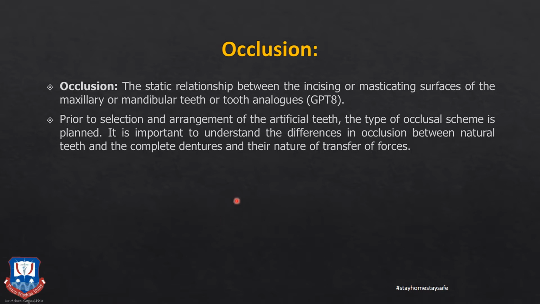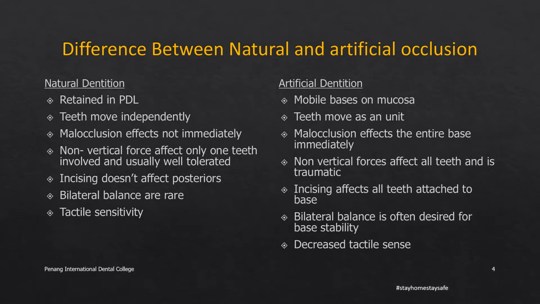Prior to the selection of the artificial teeth, the type of occlusal scheme is planned. That is whether we are going to go for a balanced occlusion or a lingualized occlusion or a monoplane occlusion, or whether we are not going to use balanced occlusion at all. It is important to understand the differences in the occlusion between natural teeth and the complete denture teeth. After all, they are quite different from each other. Now let us take a look at the differences between the natural and artificial occlusion.